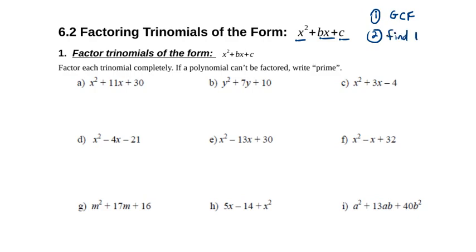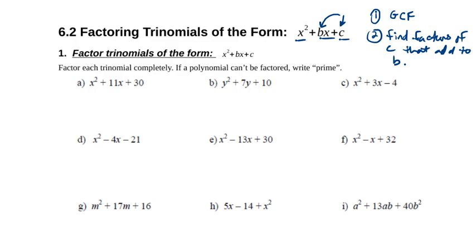Find factors of c that add to b. Okay, so find factors of this last term, this constant term, that add together to be the coefficient of the middle term, b. Okay, so with that in mind, on these, on a, for example, there is no GCF first.